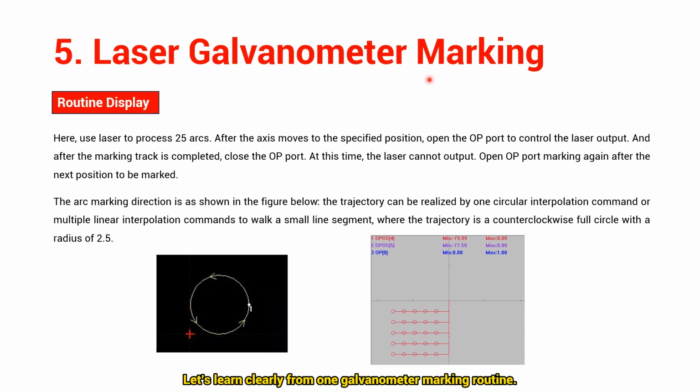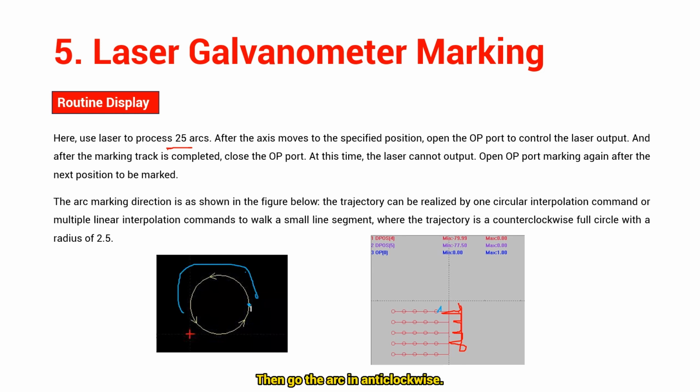Let's learn clearly from one galvanometer marking routine. Here, process 25 arcs, from here to here, then back to origin. It will go an empty segment, then arrive here. It opens the laser, then goes along the arc anti-clockwise. When the arc is completed, the laser is off and goes back to the starting position. Then go to the next marking position, open the laser again. The same process cycles all the time, until all 25 arcs are finished.